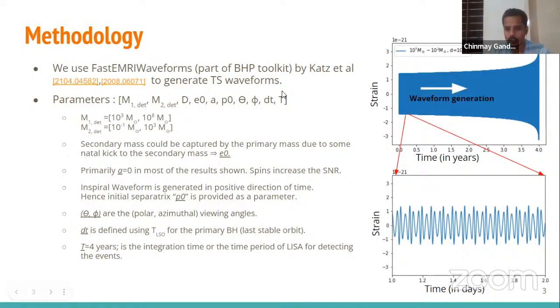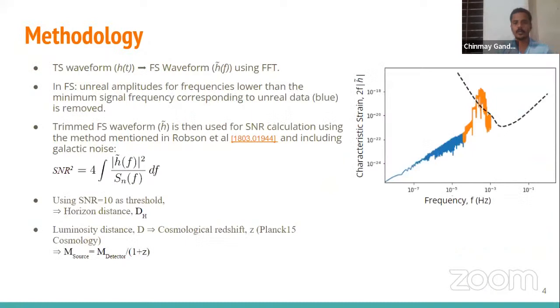On the right, we have strain on the y-axis and time in years on the x-axis, and we have zoomed in on a bit of the same data, a one-day strain time series. After generating the waveforms, we would like to convert the time series waveform into a frequency series, which we do with the normal NumPy FFT.